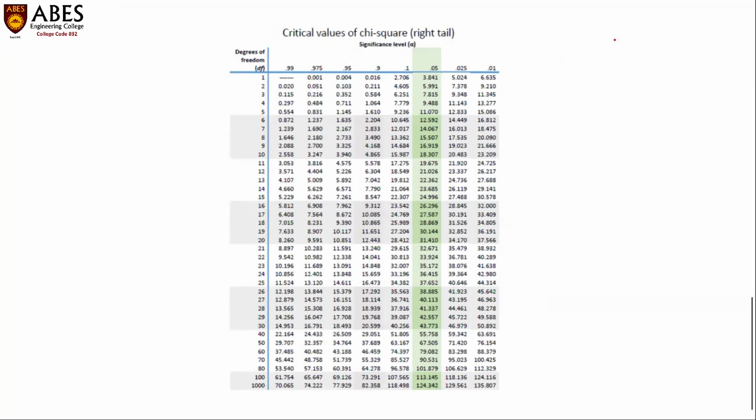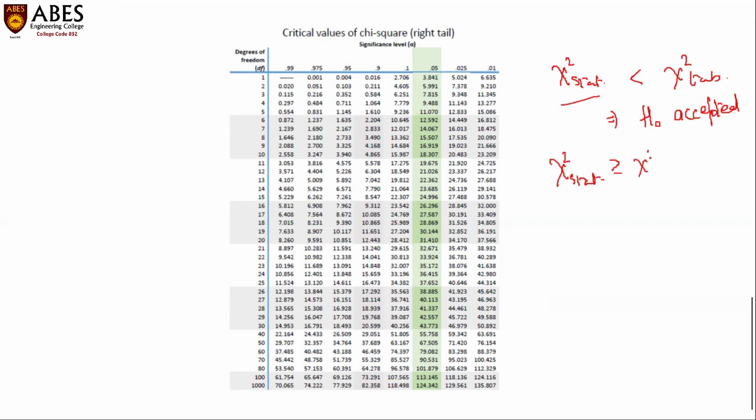Next is chi-square tabulated. If you remember, I told you that you have to compare chi-square statistics with chi-square tabulated. If chi-square statistics is less than chi-square tabulated, then we say that the null hypothesis is accepted. That is, the difference between theoretical results and observed results is insignificant. However, if this fails, that is, if chi-square statistics is greater than or equal to chi-square tabulated, then H1 is accepted. That is, we assume that the difference between both of them is significant.